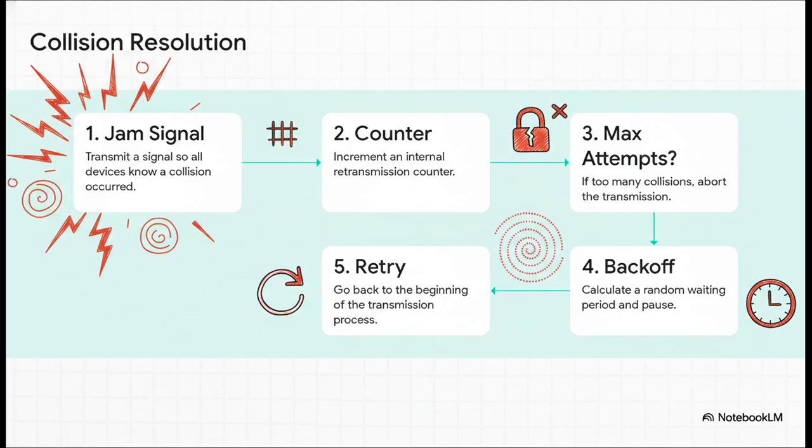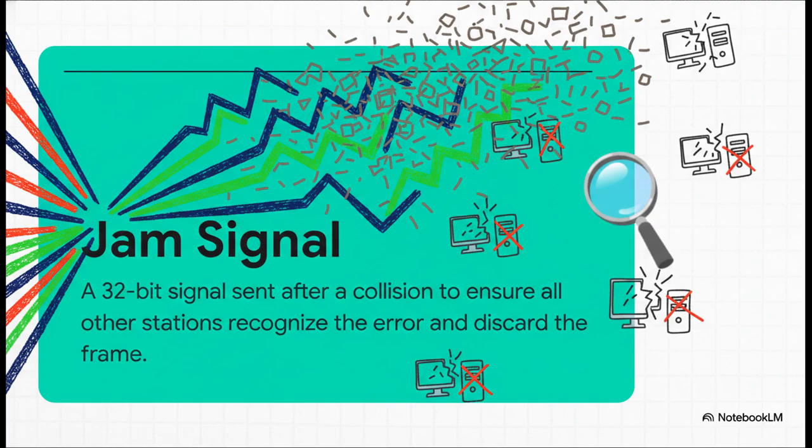And then, and this is the absolute key, each computer calculates a random amount of time to wait before trying again. That random pause is called a backoff, and because it's random, it makes it super unlikely that they'll just collide again on the next try. And that jam signal, you can think of it as the network equivalent of shouting, "Everybody hold on."